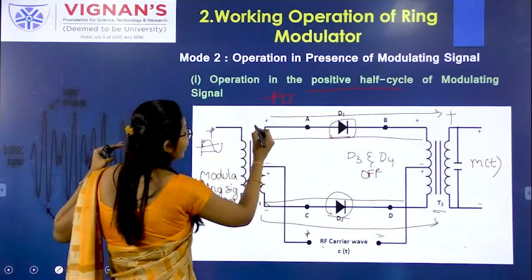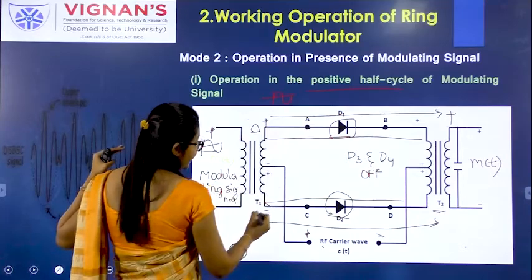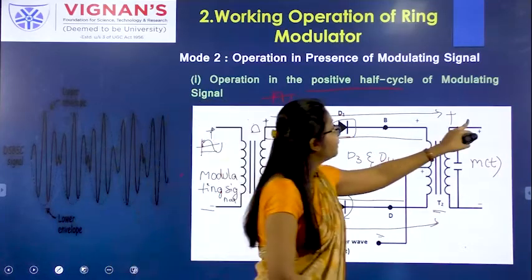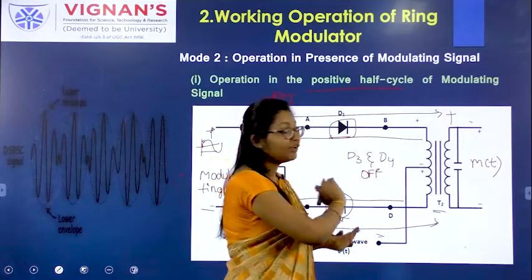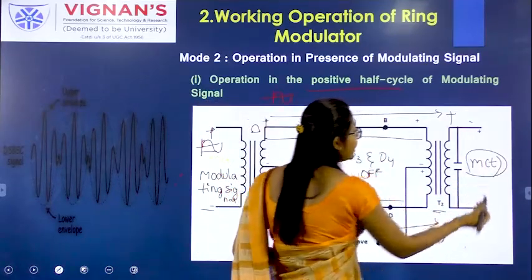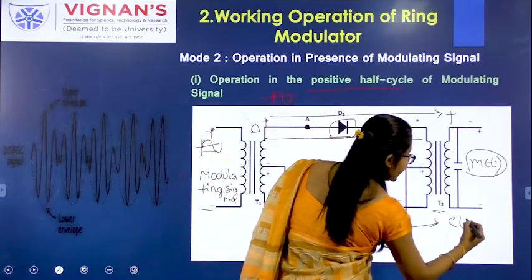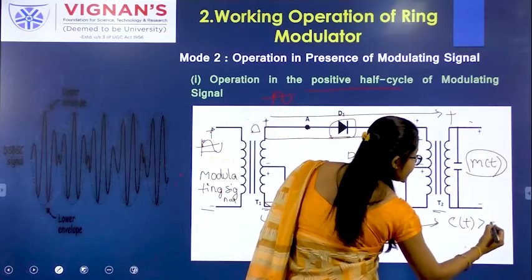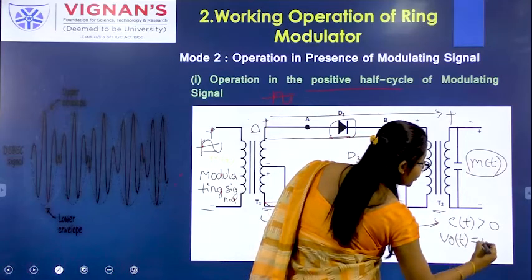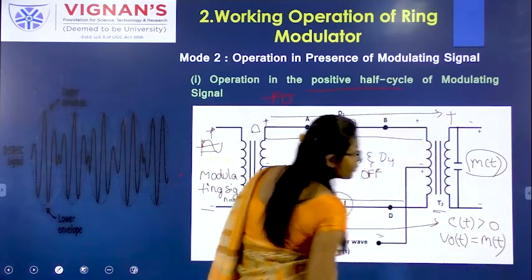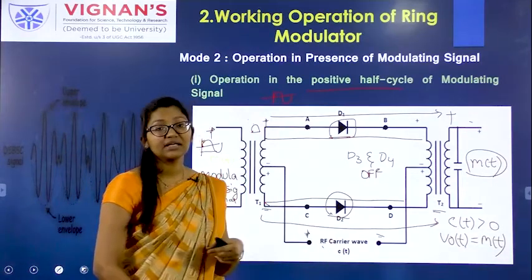If you are giving one positive peak containing plus and minus, the same way it will appear here, plus and minus. Right? That means m of t, as we are giving, the same m of t will appear at the output side. When will it appear? When C of t is greater than 0. When C of t is greater than 0, your final output V naught of t equals m of t. Right? V naught of t equals m of t when your carrier is greater than 0.